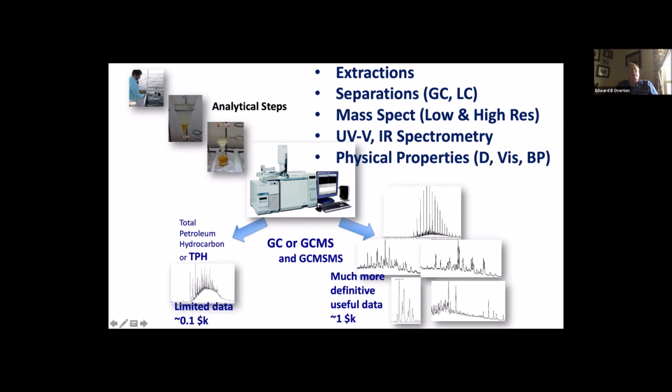So we collect the sample, we extract the sample, and then we go through a number of analytical techniques. Some of those analytical techniques try to separate the components, try to identify the components by separation. And those analytical devices are GC and LC. Then we have mass spectrometry, UV vis, and physical property measurements, that is density, viscosity, pour point, things like that. And this just limits the ways that we typically identify components of oil.